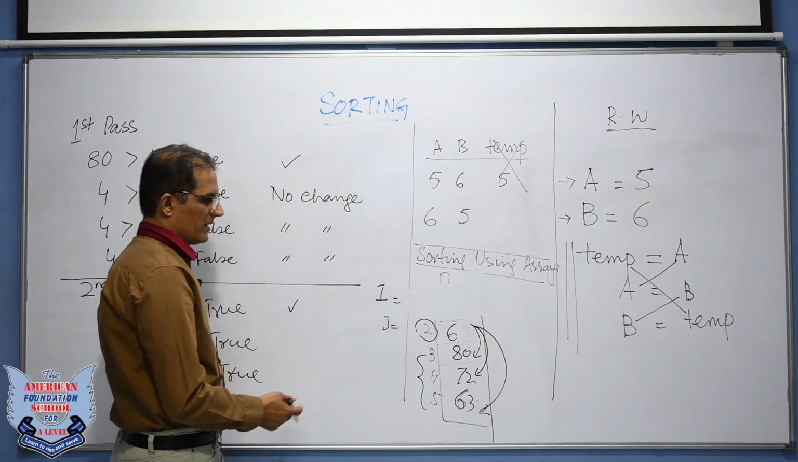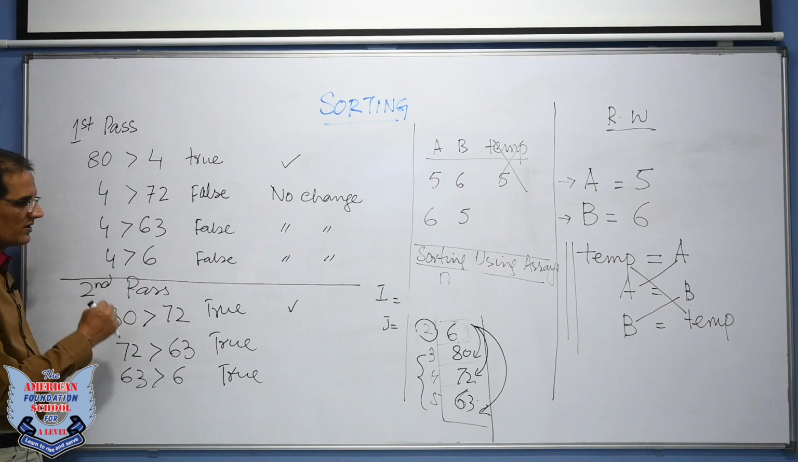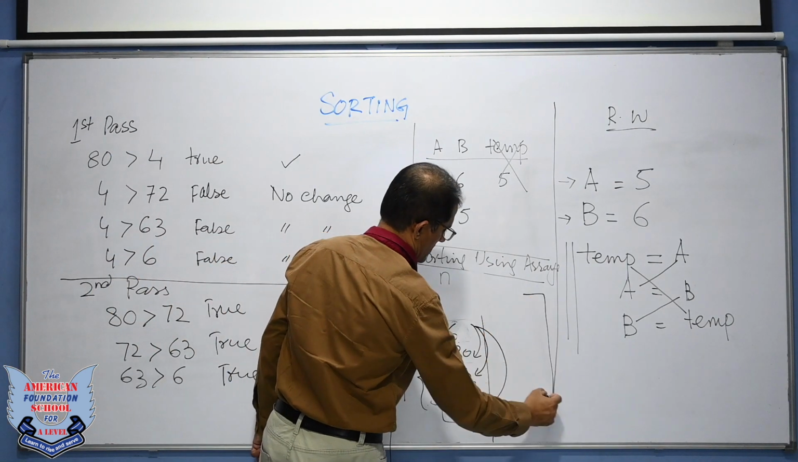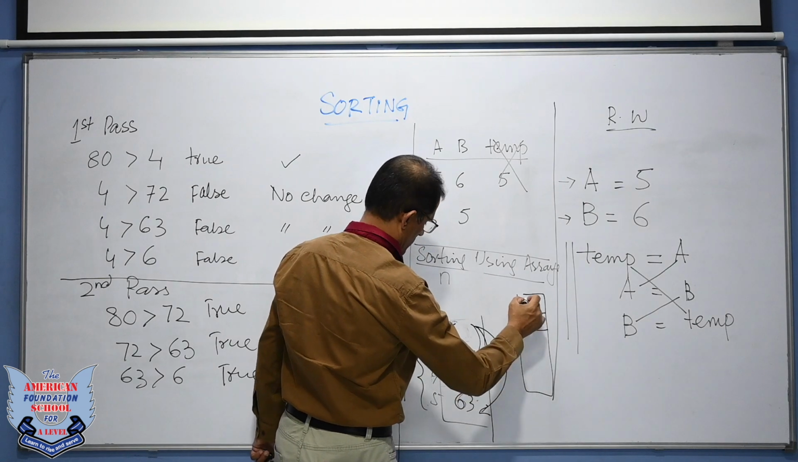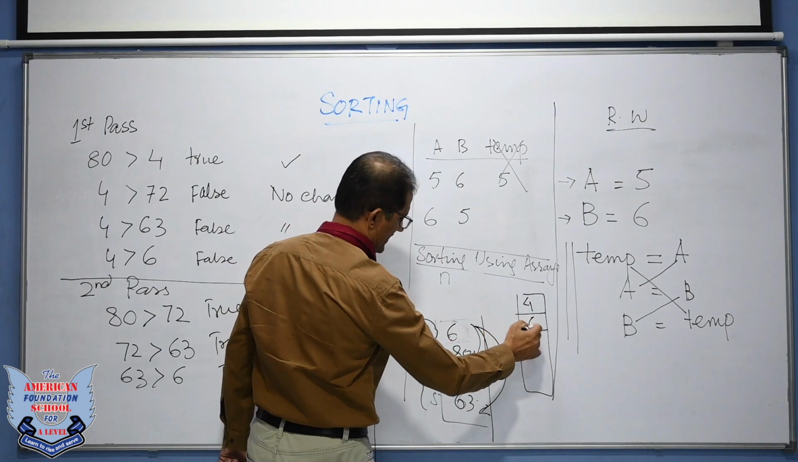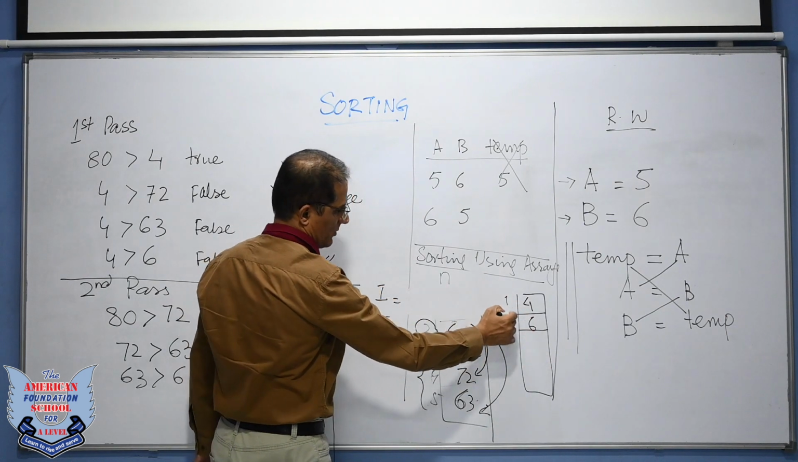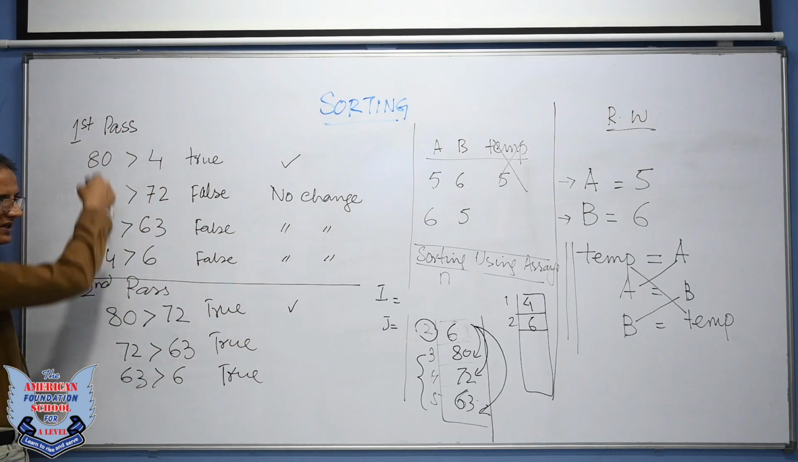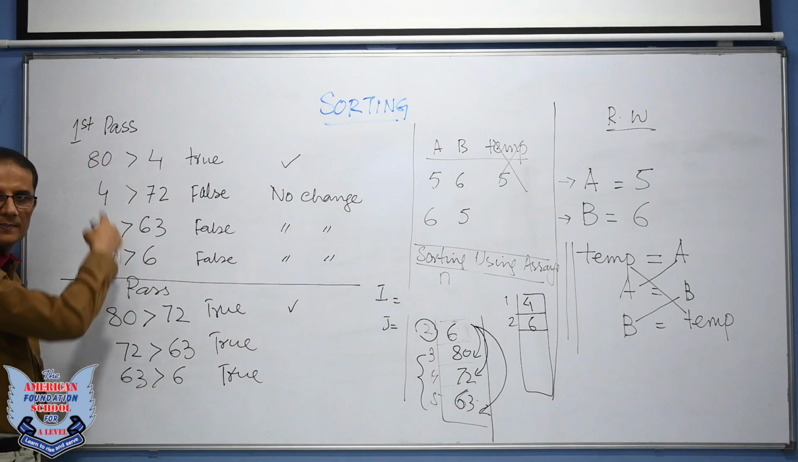So after the second pass, we have seen that the second lowest number has taken its position. Last time we moved 4 on the top. Now we are moving 6 to position number 2. So 2 numbers have been sorted out after the first pass and the second pass.